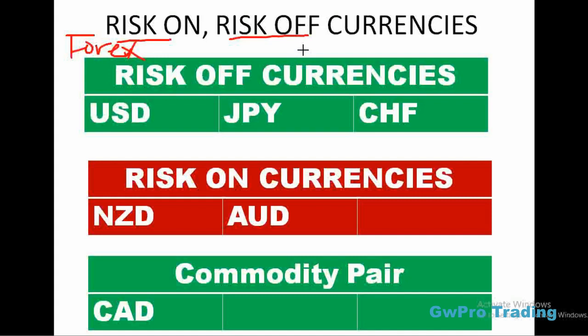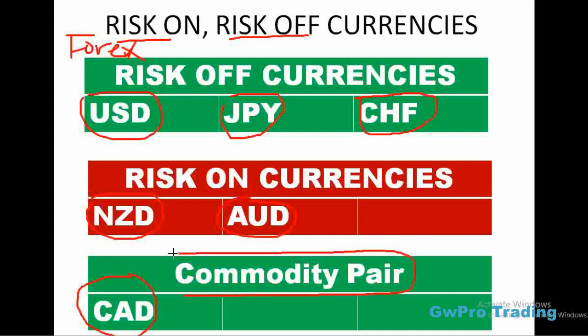First, we want to see this chart here. These are the risk off currencies: the USD, the JPY, and the CHF. And these are the risk on currencies: the NZD, the AUD, and also the CAD. The CAD here is a commodity pair, the Canadian dollar.